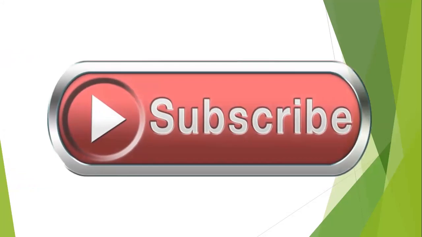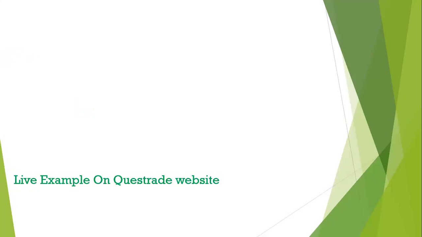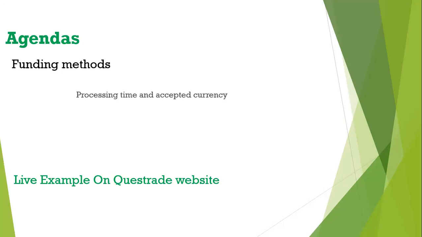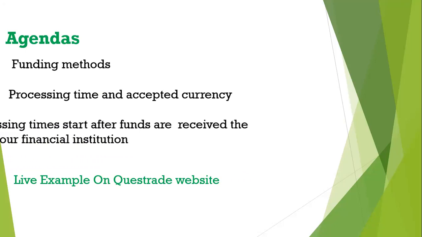We'll look at the agenda for today and go into them one by one. The agenda is: we'll look at the methods that are used to fund your account. What are the different types of methods that we use to fund our Questrade account? And then from there, we look at the currencies that are accepted with those methods. If you are using one method, do they give you the option of using USD or Canadian dollars? And then we'll also look at the processing time.